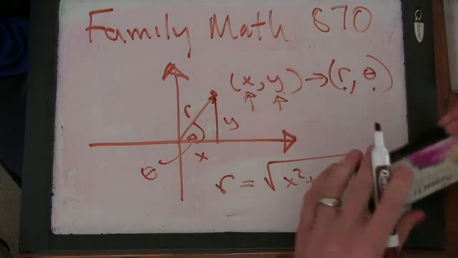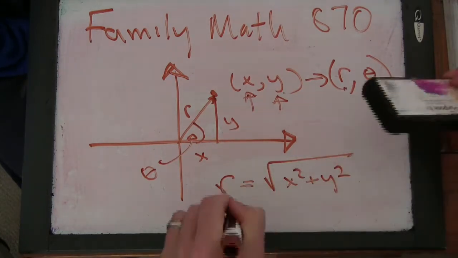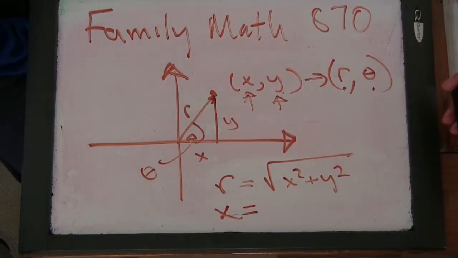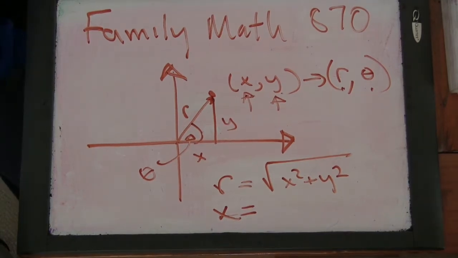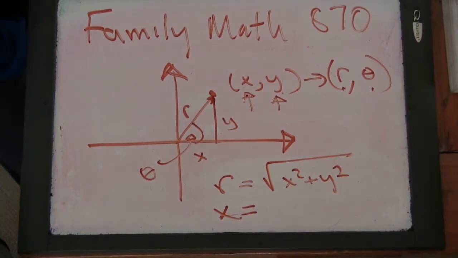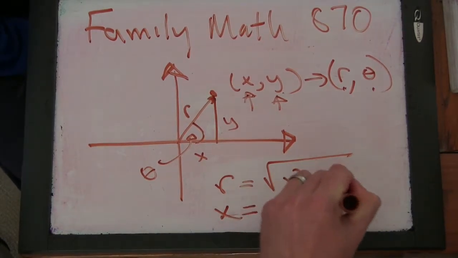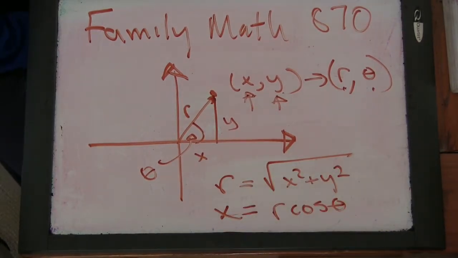Can you tell me what x equals in terms of r and theta? x would be r times cosine of theta. And then y would be? r times sine of theta. And those are important formulas that we'll be talking about when we discuss this more completely.